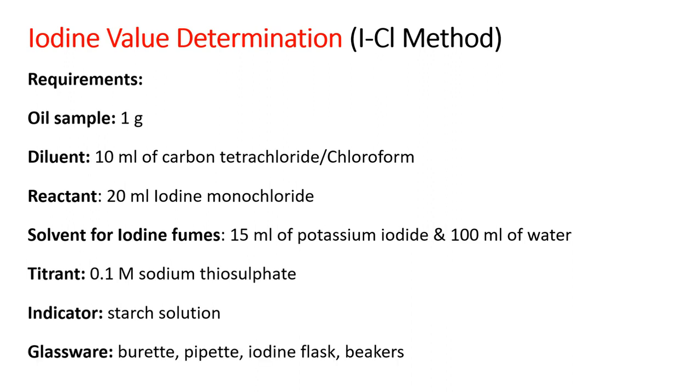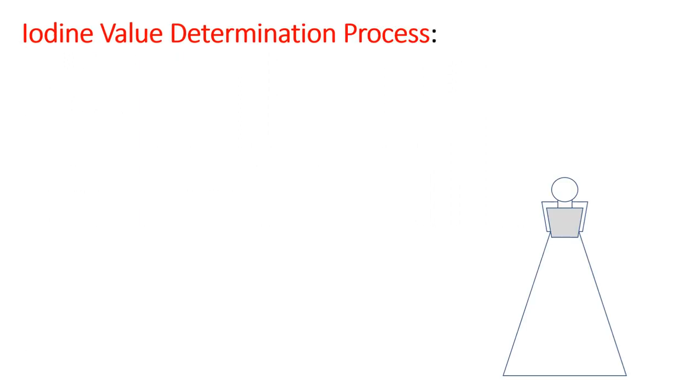Glasswares are usually burette, pipette, conical flask. Instead of a conical flask, we will be using an iodine flask and beaker. Now, what is an iodine flask? It is a slight modification of the conical flask, wherein it has a provision for attaching a stopper in order to prevent the escape of any fumes or volatile matters. In our case, it is iodine. We want to hold this iodine within the flask.